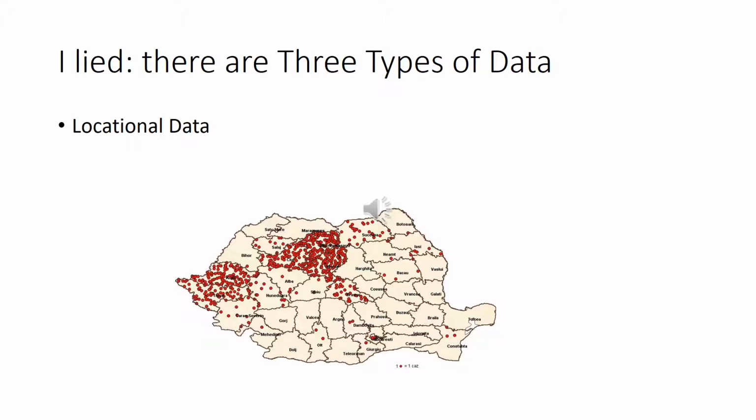Okay, I kind of lied. This is called locational data, or a measles chart, making a measles chart. It's basically just another form of attribute data. And this is the actual measles chart from Romania, where all the measles cases are.